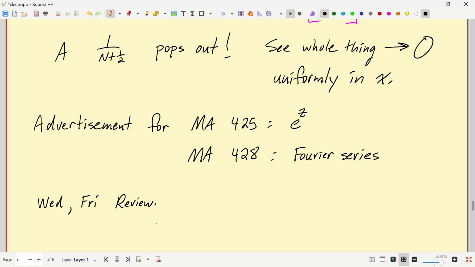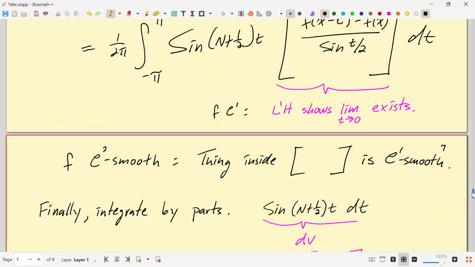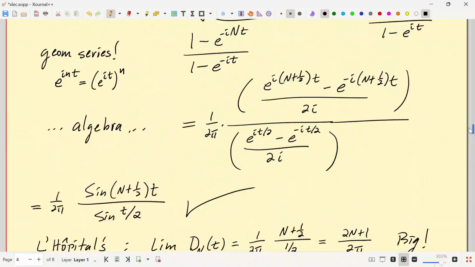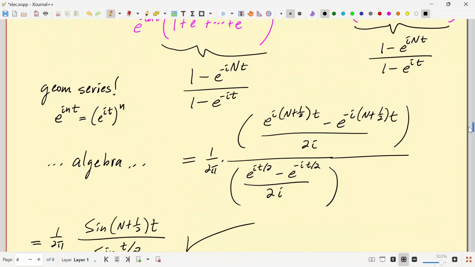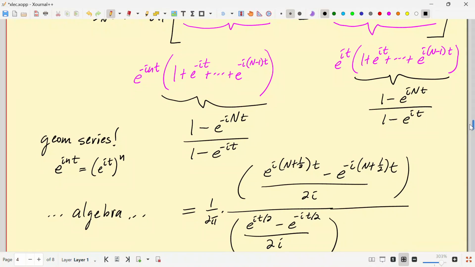On page 4, I think. You pulled out the e to the it and e to the negative it. Yeah. I think one of those has an extra n. That's very possible. I'll fix that when I post it. Way back here. Yeah, let me think. E to the i.